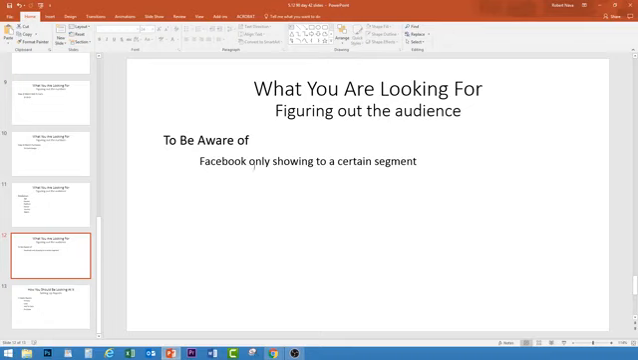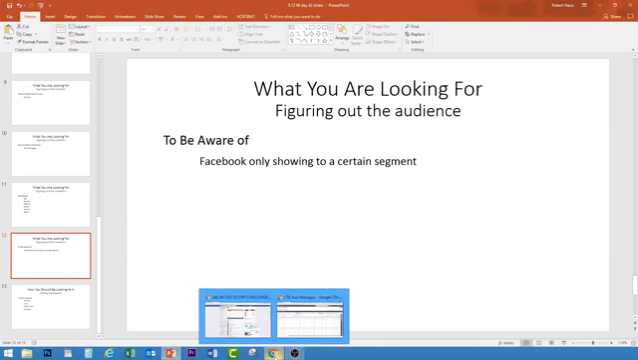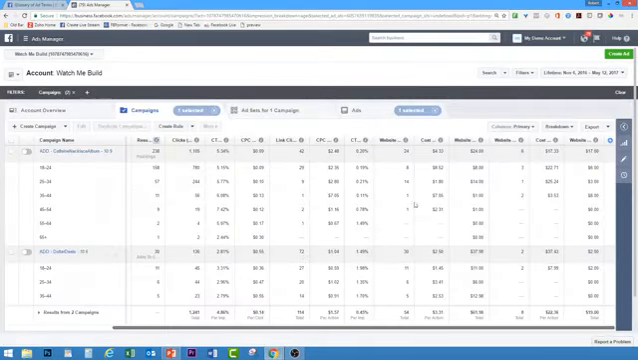That's this right here. That's Facebook only showing to a certain segment of people. It's showing your ads to a certain amount of people. Now let's go find out why. We could probably find out why. This campaign is a PPE ad.